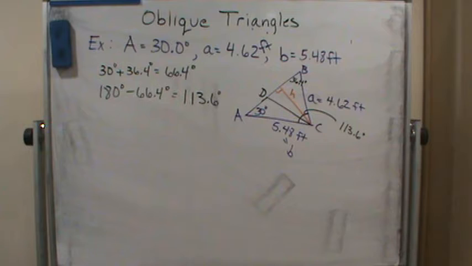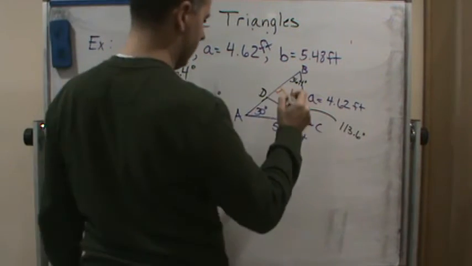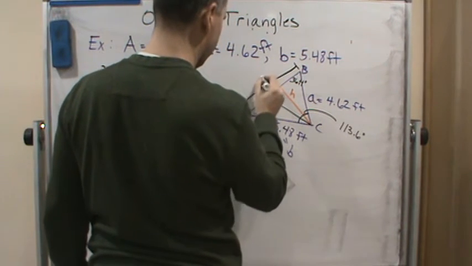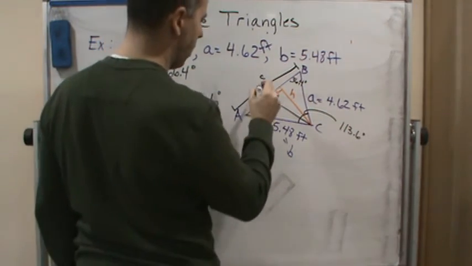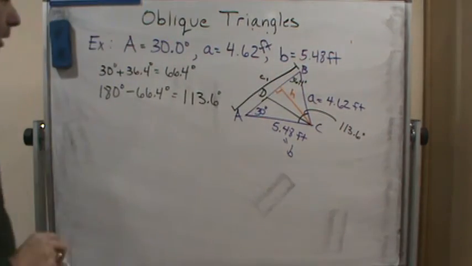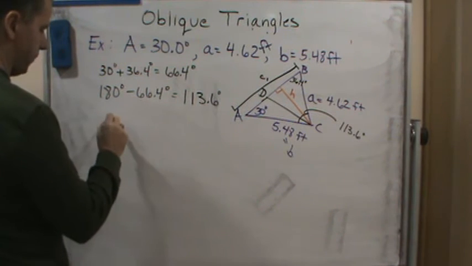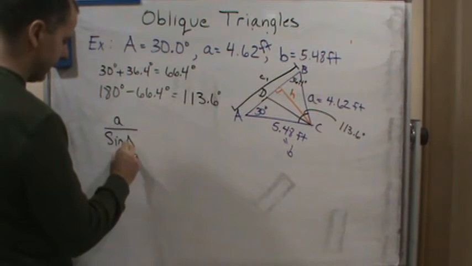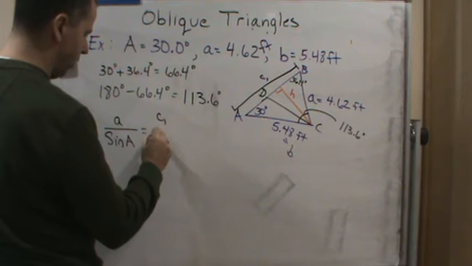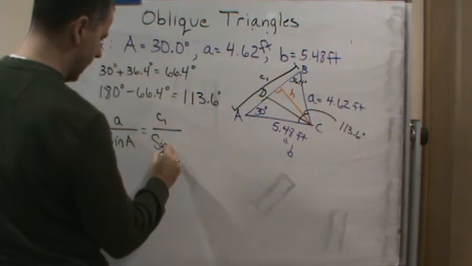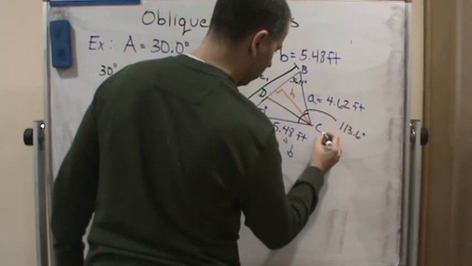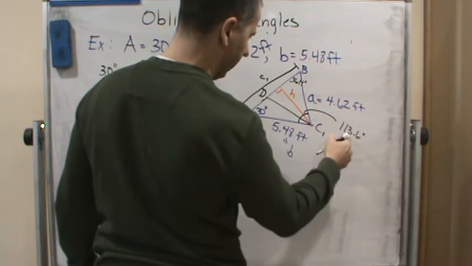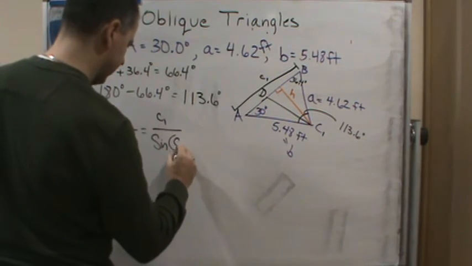Now let's solve for C, which is going to be from here. Or let's call it C1. So C1, now we're going to set up our law of sines. So A over sine A equals C1 over sine, we'll call this C1 as well, for this angle here, over capital C1.